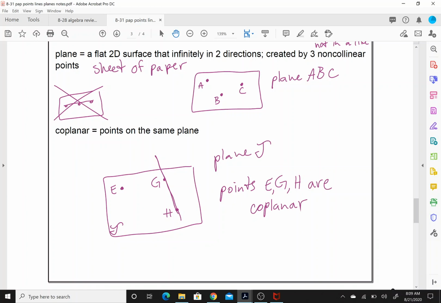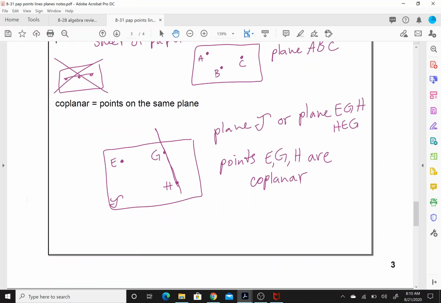Okay? And think about it. Points that are coplanar, can they also be collinear? Could all three of those points be on this line? Like if we move point E, could it still be on this line and still be on that same plane? Yeah. But in order to name a plane, those 3 points cannot all be on the same line. So right here, since we have these 3 points and they're all spread out, we could actually call this plane EGH. Or you can call it HEG. It doesn't matter the order of the letters, just as long as you have the 3 letters that are not all together on one line.